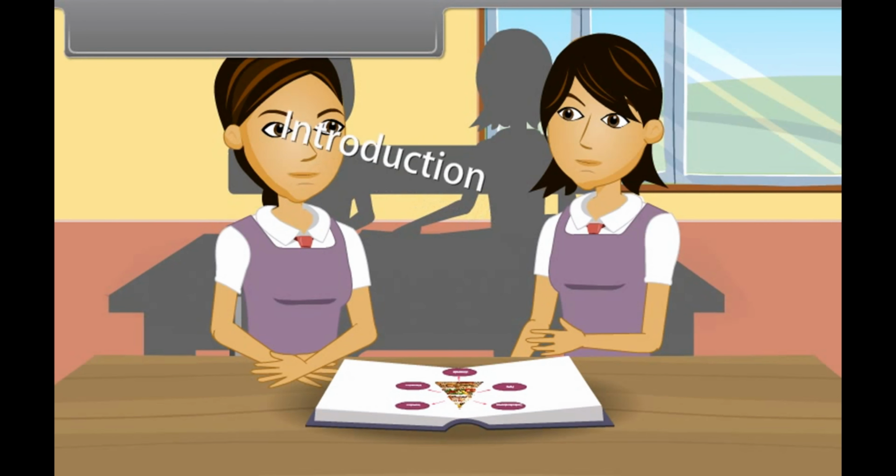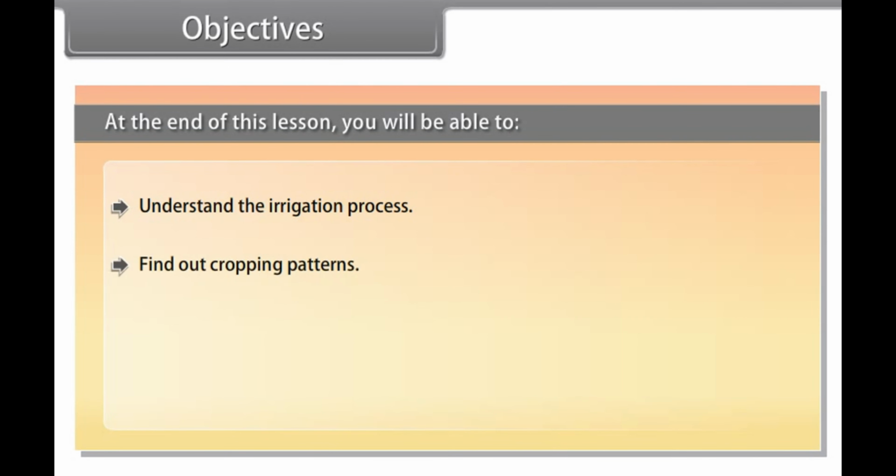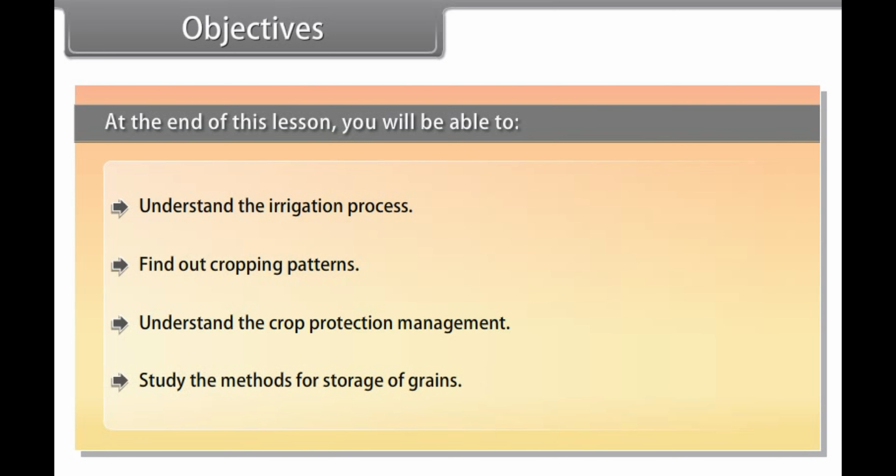Introduction. Do you know that all living organisms need food? Objectives. At the end, understand the irrigation process, find out cropping patterns, understand the crop protection management, study the methods for storage of grains, improvement in crop yields.